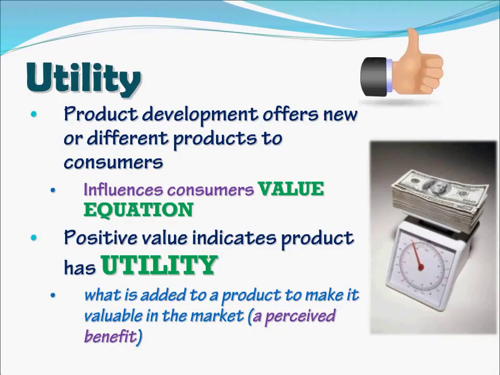The product development offers new or different products to consumers. Spanx was developed because there was a need, a void in the marketplace. It influenced the consumer's value equation. It provided benefits to these consumers. And these positive benefits, this positive value, tells us that this product has utility. So utility is what is added to a product to make it more valuable in the market. It is a perceived benefit on the part of consumers. It gives the consumers something that other products do not.